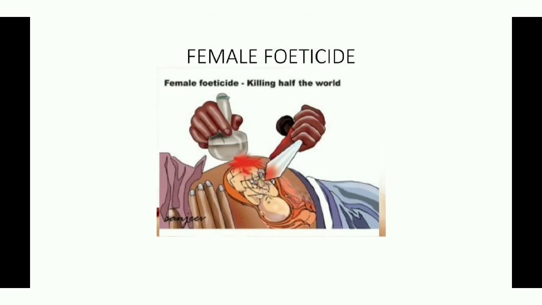Because of such heinous crimes against women in the Indian society, and because of such dowry collection, parents do not prefer to have a girl child. So they try to determine the sex of the child before the baby is even born, and if they find out that it is a female child, they try to eradicate it by abortion. That is called female feticide.